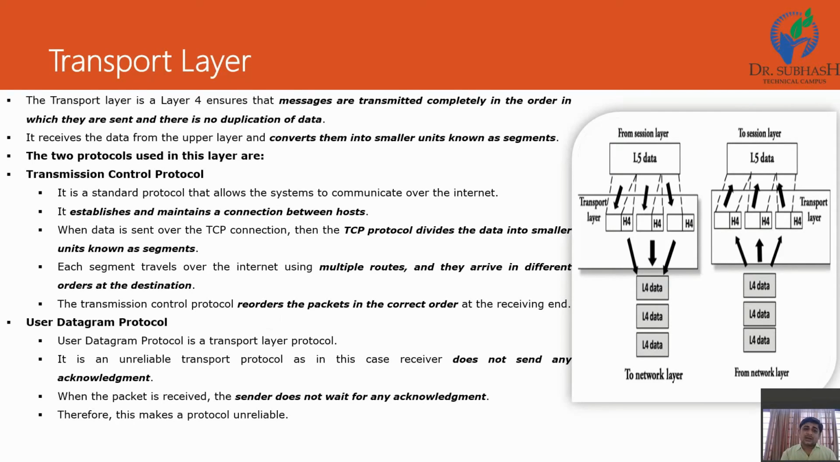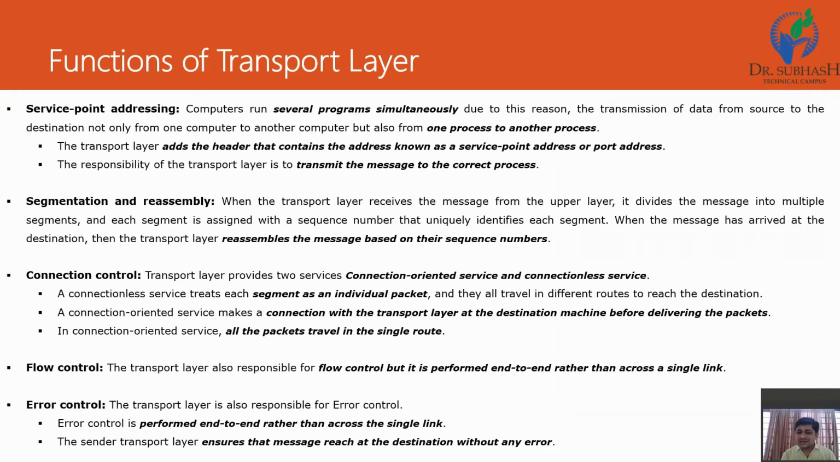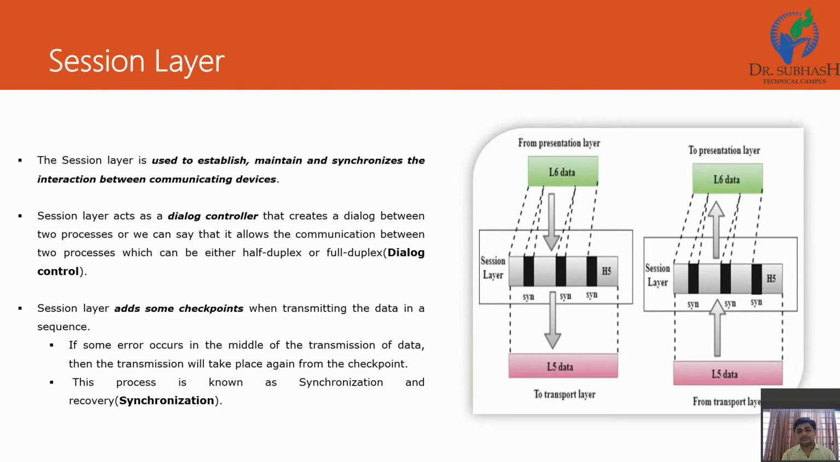So basically it converts our data into segments. It uses two protocols, TCP as well as UDP. There are some functionalities related to transport layer like service point addressing, segmentation and reassembling, connection control, flow control and error control.